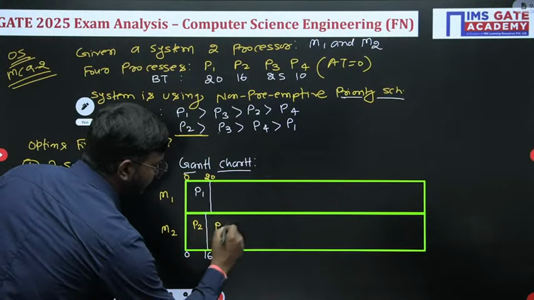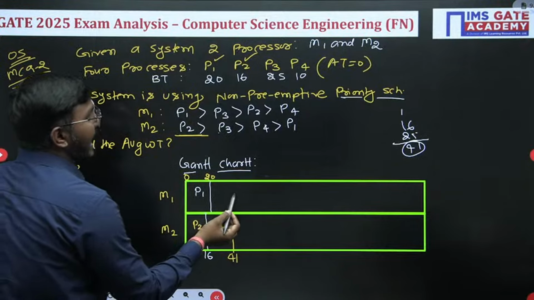The P3 burst time is 25, so it will start after 16 and continue. 16 plus 25 is 41, so it will continue till 41. Now in between, at time 20, M1 completed P1. P1 is completed and P2 is also completed. After time 20, M1 will be idle.